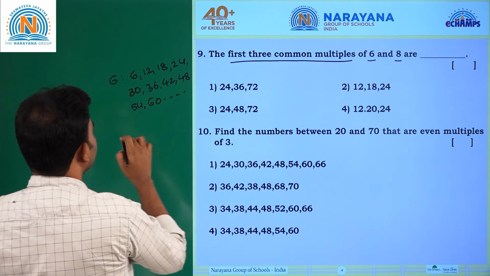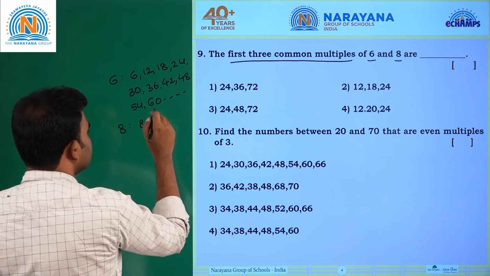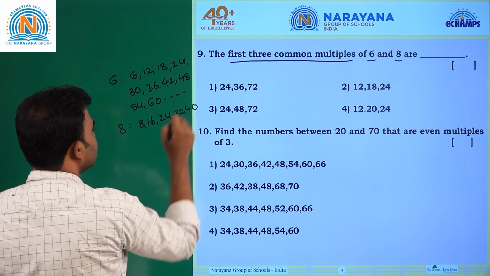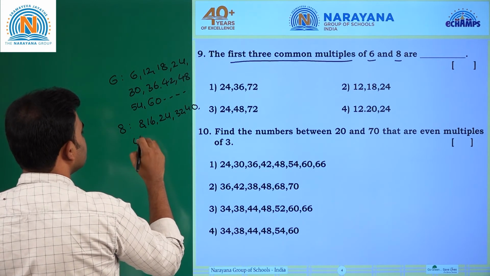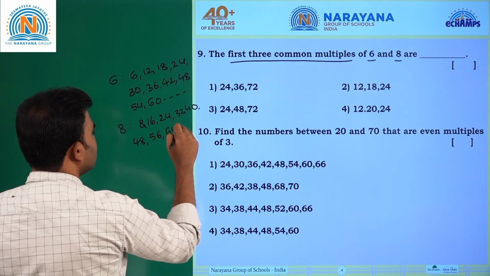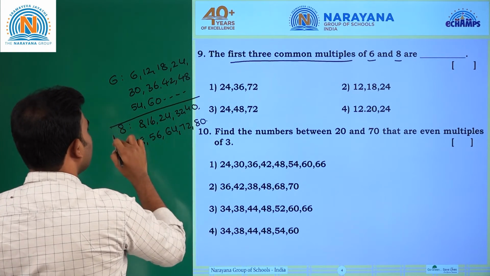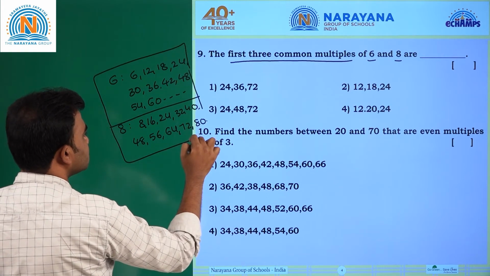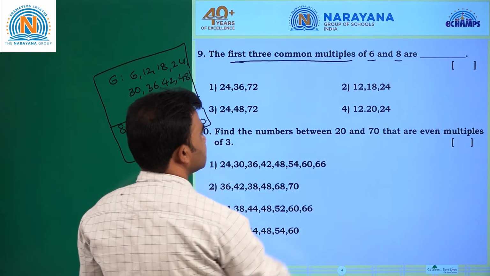What are the multiples of 8? The other number is 8. 8, 16, 24, 32, 40, 48, 56, 64, 72, 80. So these are all the multiples of 8 and these are all the multiples of 6. And they are asking us to find the first 3 common multiples of 6 and 8.